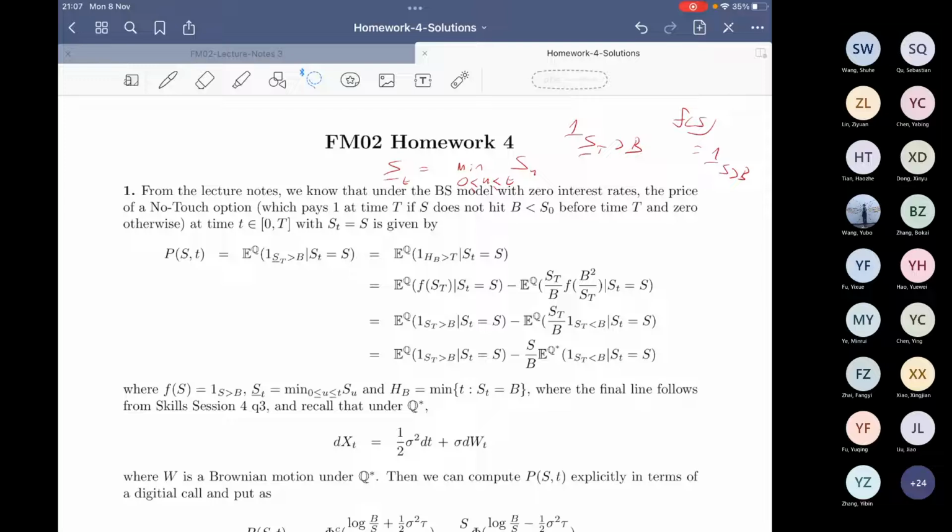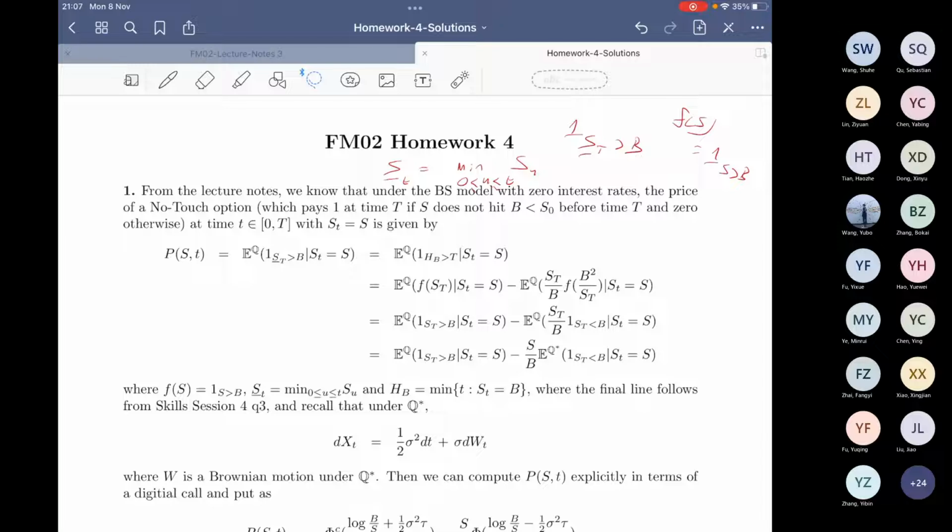So from what we did earlier, I've said that the interest rate is 0, so if I'm pricing this option, I don't need to have a discounting factor outside. So the price of the option is the expectation under Q of the payoff. There is no e to the minus r T because the interest rate is 0. Here's the payoff: the indicator function of the minimum stock price over the interval 0 to capital T being greater than B.